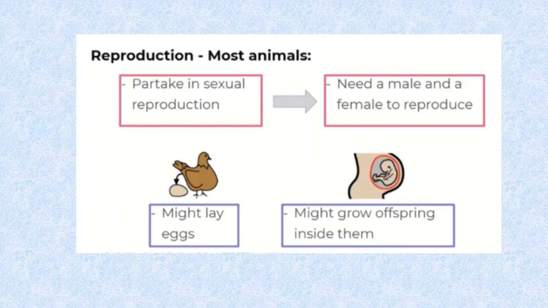So most animals, again, I'm using that generaliser, most partake in some kind of sexual reproduction where you would need a male and a female. Not all, I mean, for example, in plants, we've looked at some plants which don't have a male and a female part. And then some of those animals might lay eggs, and some of them might grow offspring inside them. And we're going to have a look at those today.